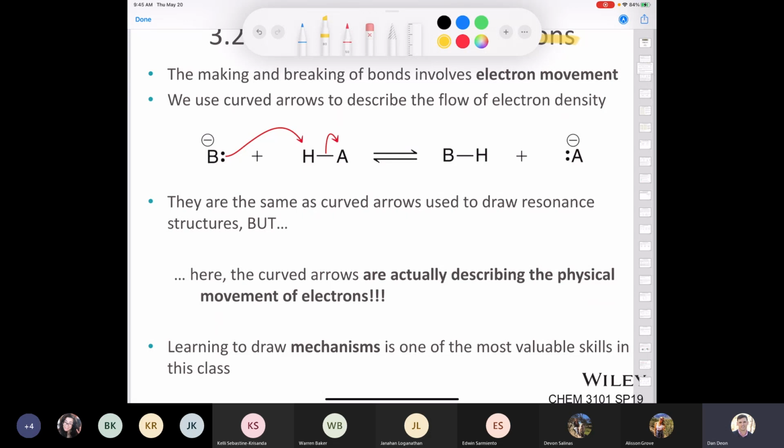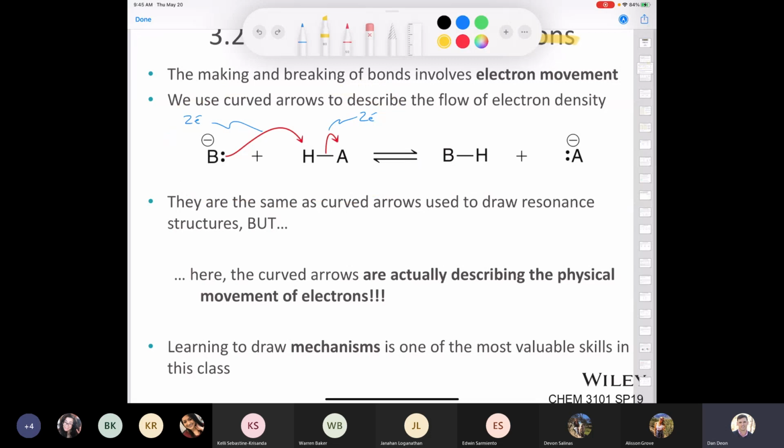They're the same type of curved arrows that we used when we drew resonance structures, right? Each double-headed arrow represents the flow of 2 electrons. The tail of an arrow should always start on a pair of electrons, either a lone pair or a bond. It should end up on an atom, or on a nucleus, or in between 2 atoms. But these curved arrows are very different from the curved arrows in chapter 2, because they're actually showing the movement of electrons.